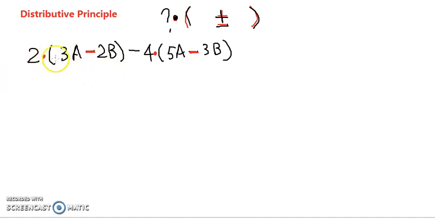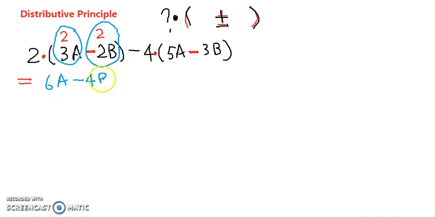So when we do that, for the first pair of parentheses, we distribute the number in front of it, which is 2. So I'm going to move that 2 up and put it on top of each term we have. So we do 2 times 3a, which gives us 6a, and we do 2 times negative 2b, that gives us negative 4b, because 2 times negative 2 gives us negative 4.